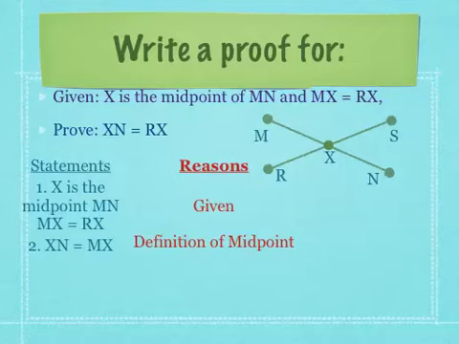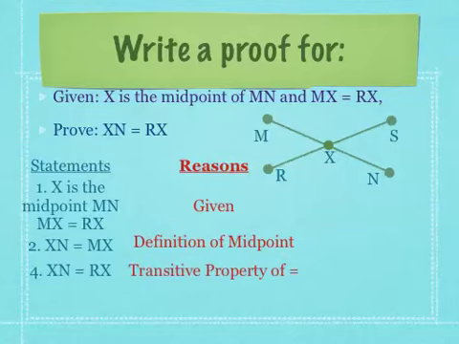If you notice my second given, I have MX equals RX, and then I have XN equals MX. We'll notice that both of those are set equal to MX, so I can drop the MX and set XN equal to RX because of the transitive property of equality. And that's it. They asked me to prove that XN equals RX, and number 4, the statement says XN equals RX.